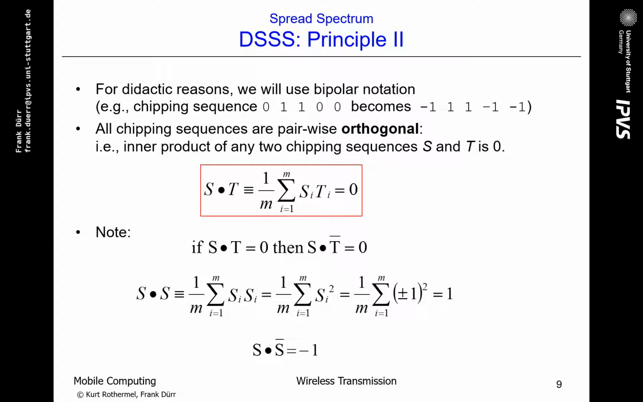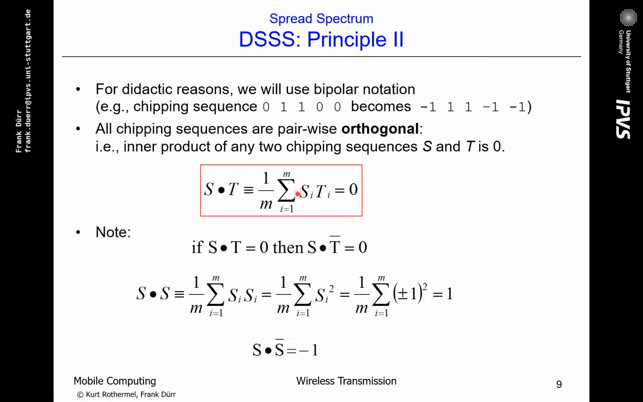And now I can first of all define what orthogonal actually means. Let's take two chipping sequences, S and T, and define what orthogonal means. What does it mean that S and T are orthogonal? We say S and T are orthogonal if their inner product is 0. Now, what is the inner product of two chipping sequences S and T? So here's the inner product, and this is the definition of the inner product.